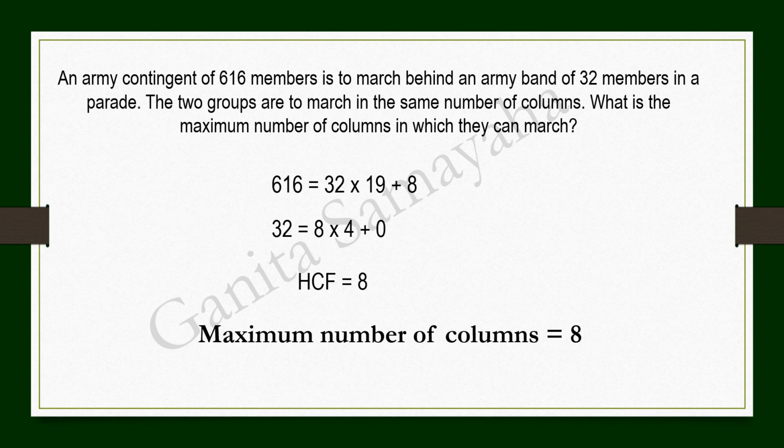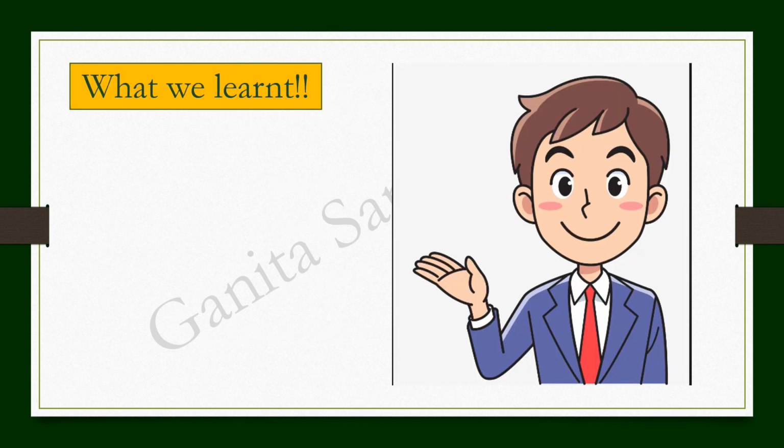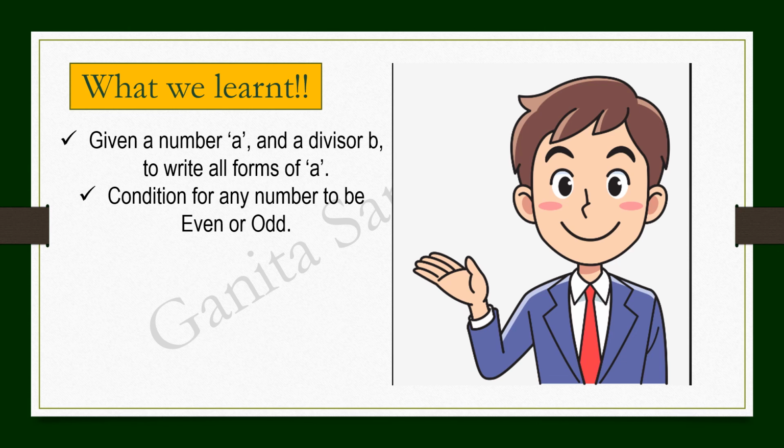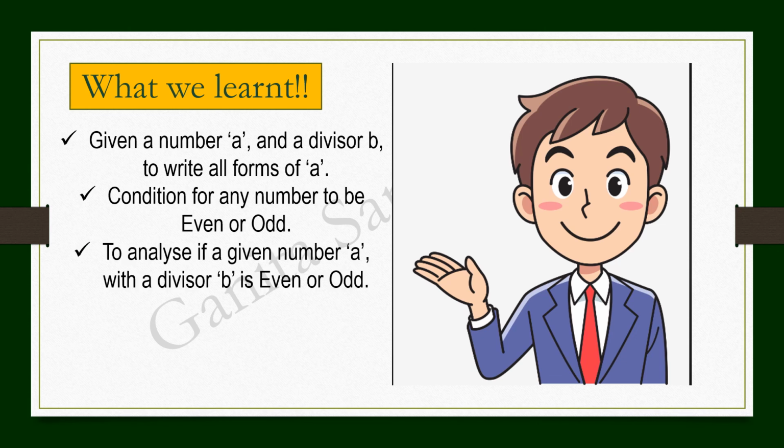So we have worked out a few problems, and let us see what we have learned in today's class, children. We have learned, given a number A and a divisor B, to write all forms of A. And then we have seen the condition for any number to be even or odd, and to analyze whether a given number A with a divisor B is even or odd. These are the things that we have learned.